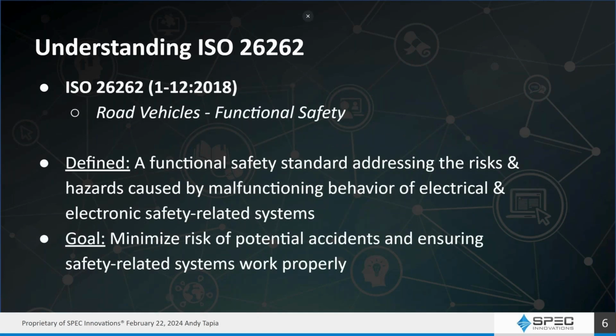So down to the ISO 26262 standard itself, it's made out of 12 parts, and they were last updated in 2018. And the topic that it deals with is the functional safety of road vehicles. And using the official website articles I found, I think we can summarize the standard as a functional safety standard that addresses the risks and hazards caused by the malfunctioning behavior of electrical and electronic safety related systems. And I think the ultimate goal of the standard is to minimize the risk of potential accidents and ensure that safety related systems work properly even when a fault occurs.